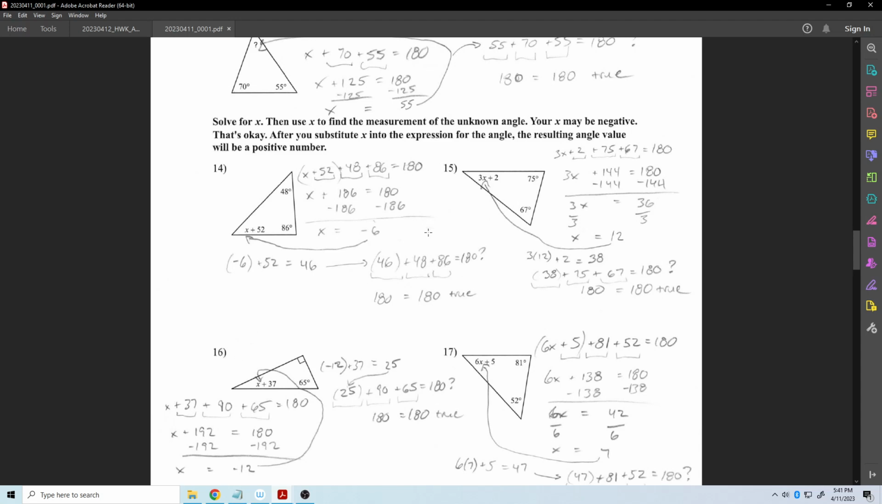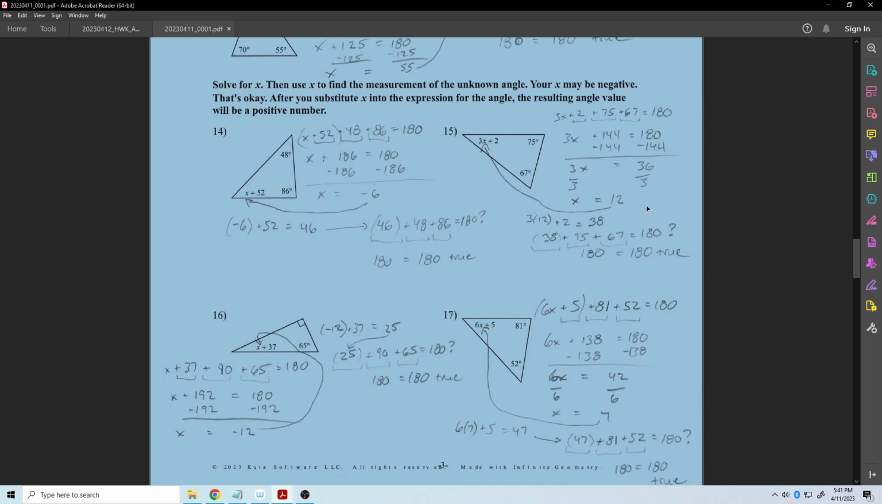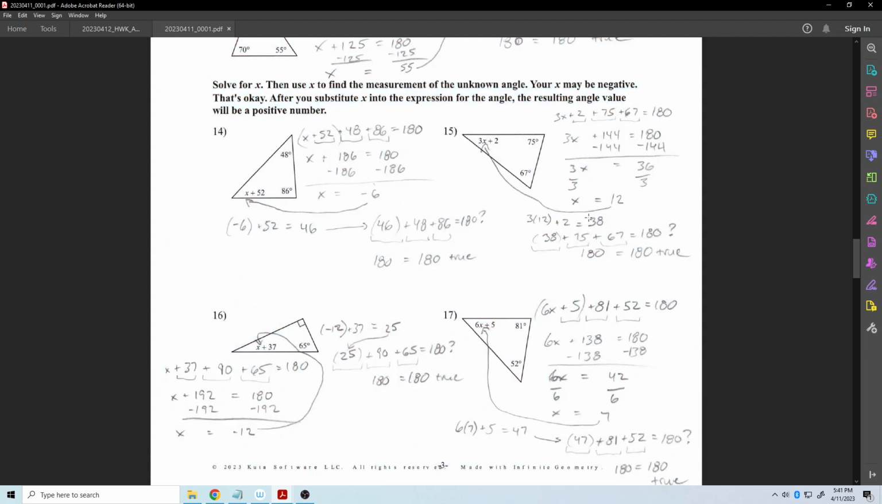So number 15, 16, and 17 are exactly the same as far as steps are concerned. Not all of them end up being negative. You can see here, number 15, I did the math and got an x as a positive value. You still plug it back in to get a result. The problem's only asking you to solve for x, but the actual angle itself is 38. I'm just asking you to solve for x for now.